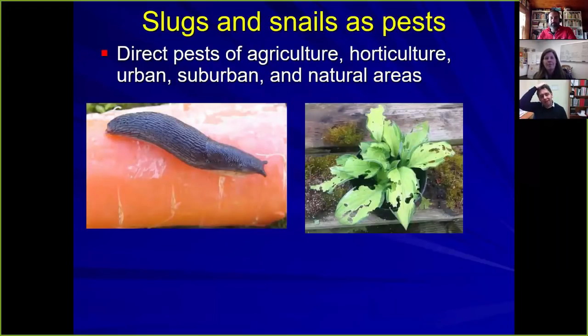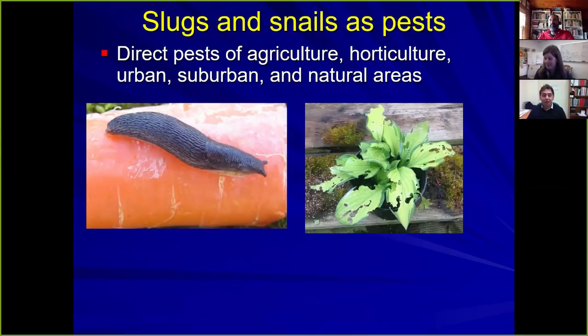Okay, I guess one of the primary reasons we've all gathered online here today is that slugs and snails are most famous for being pests. And they act as pests on a number of different levels. Firstly, many species are direct pests of agriculture, horticulture, urban areas, suburban areas, natural areas, and the interface of these systems as well. In fact, the vast majority of plants that we grow, be it food crops or even plants that we use for aesthetic purposes around our homes, are fed on by slugs and snails.